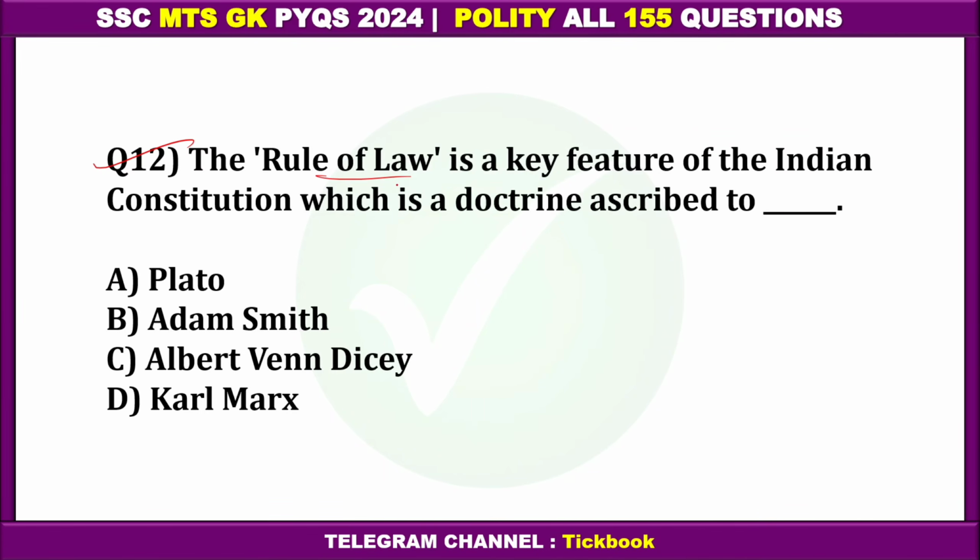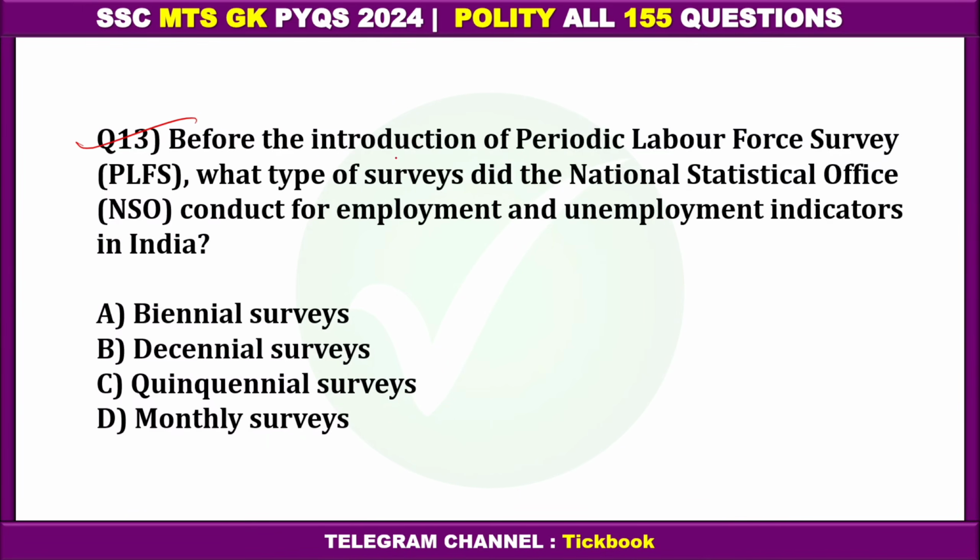Question number 12, the rule of law is a key feature of the Indian Constitution, which is a doctrine ascribed to dash. Option number C, Albert Venn Dicey. Question number 13, before the introduction of periodic labor force survey, what type of surveys did the National Statistical Office conduct for employment and unemployment indicators in India? Option number C, quinquennial surveys.